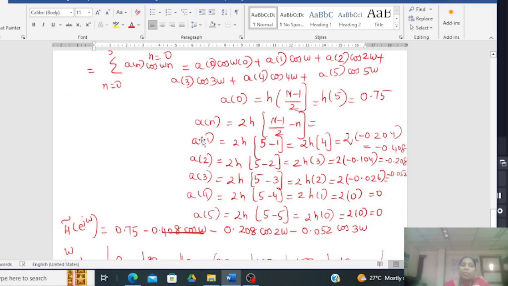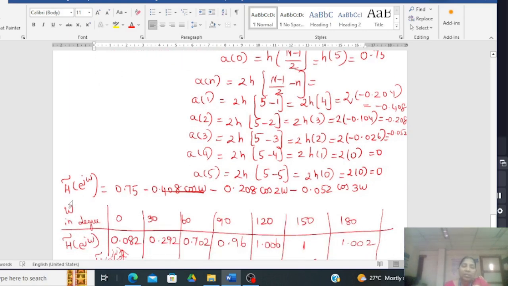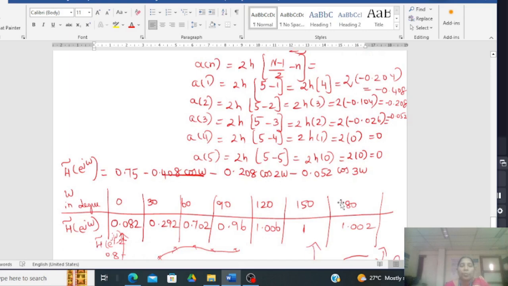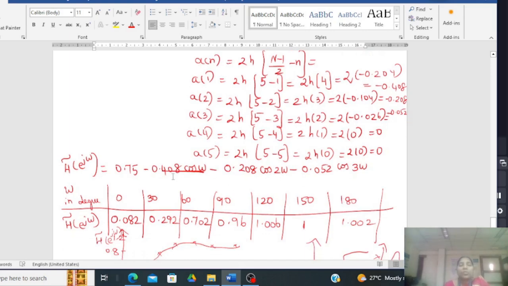After that, we will substitute these a of 0, a of 1 values in this equation. So you will get the magnitude function equation as h bar of e power j omega equal to 0.75 minus 0.408 cos omega minus 0.208 cos 2 omega minus 0.052 cos 3 omega. In this, you have to substitute the various values of omega, varying between 0, 30, 60, 90, 120, 150 and 180, and find out the value for h of e power j omega.